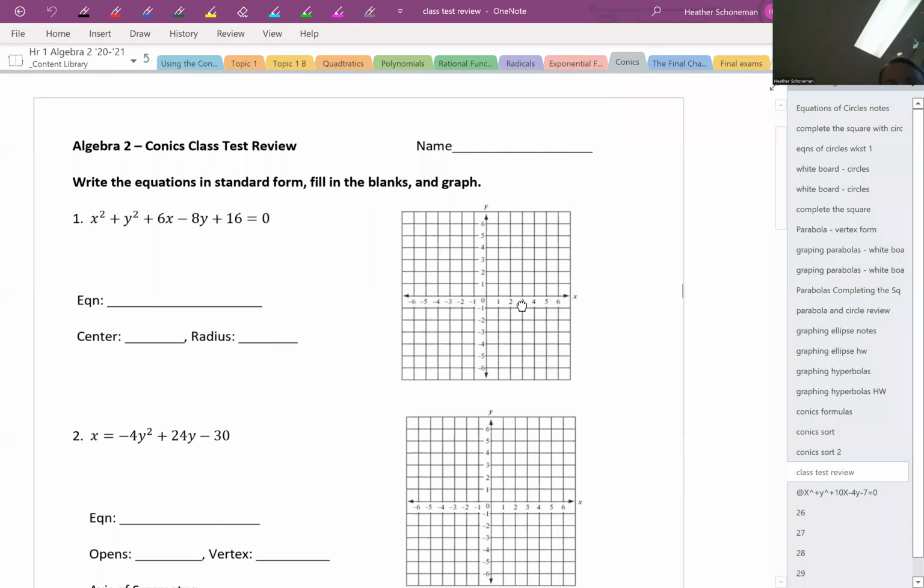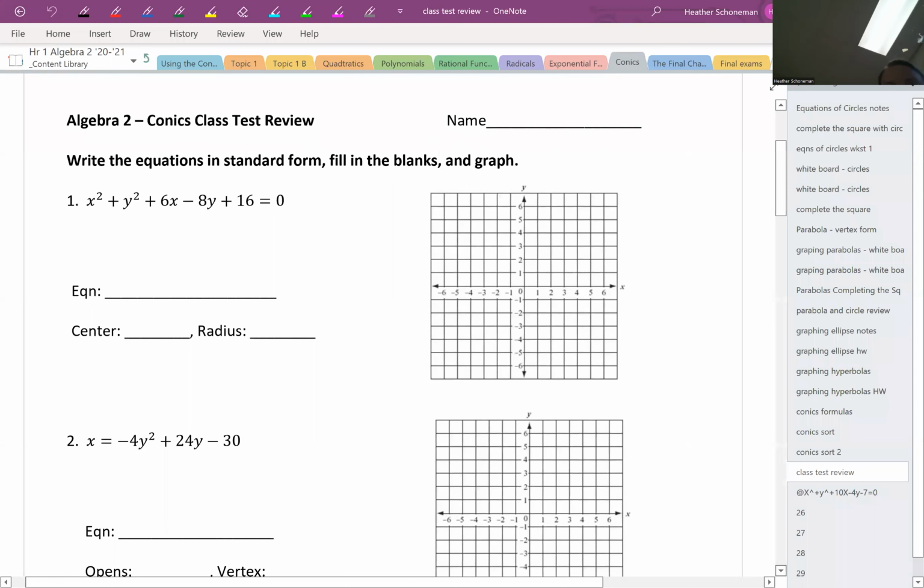Okay, this video is going over a class review that we did to get ready for the conics test. So it's going to go over the different types of conics and graphs that we have. On the first one, this is a circle. We know it's asking for the center and the radius. And so to get it into standard form, we're going to have to complete the square.